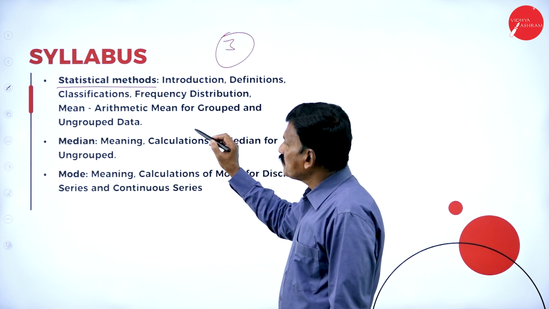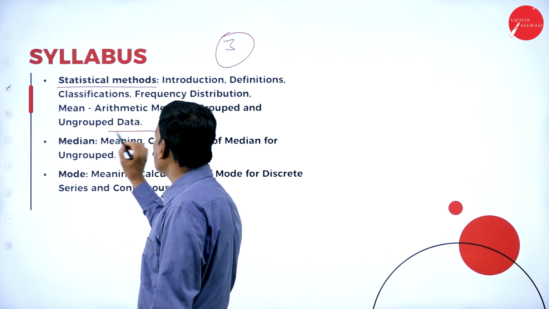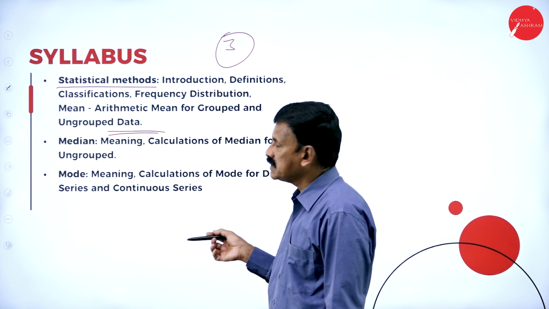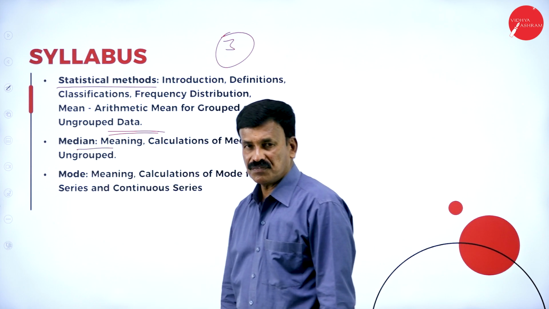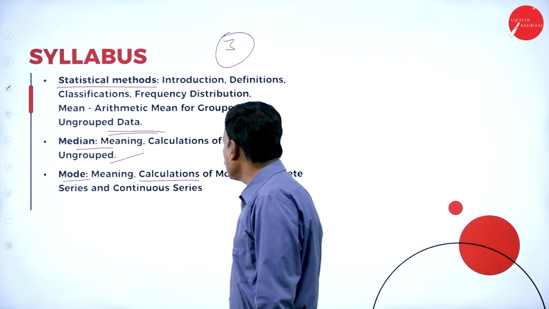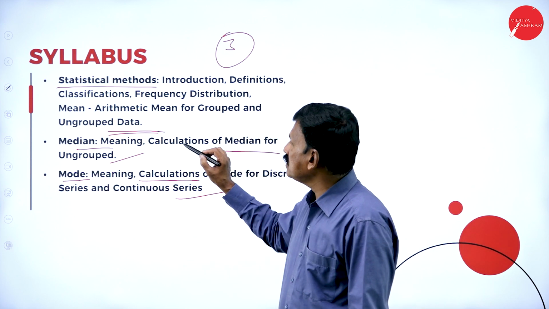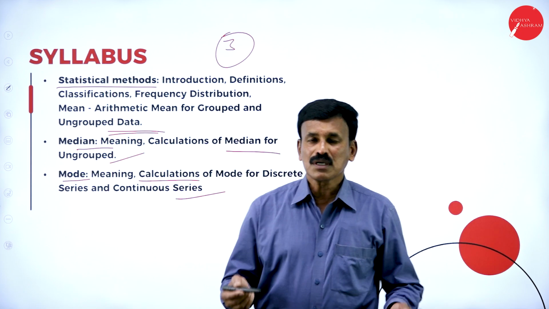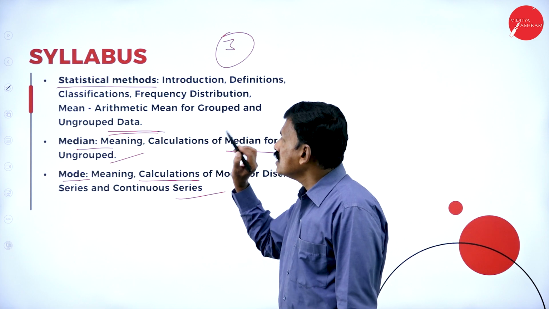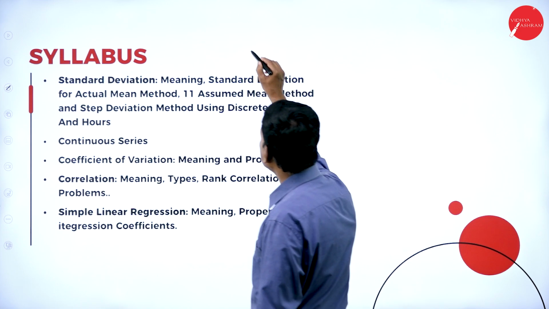So, introduction, then definition, classification, frequency distribution, then mean, arithmetic mean for grouped and ungrouped data. Here we are going to study the definition of mean and arithmetic mean, then for grouped and ungrouped data. Next, median: the definition of a median, its meaning, and the calculation of median for the given ungrouped data. Then mode: the meaning and calculation of mode for discrete series and continuous series. So, in this unit you are going to study finding the mean and mode for grouped and ungrouped data. The problems may be like finding the mean deviation or mode deviation. Those types of problems you are going to study in this statistical method, particularly in finding the mean, median and mode.